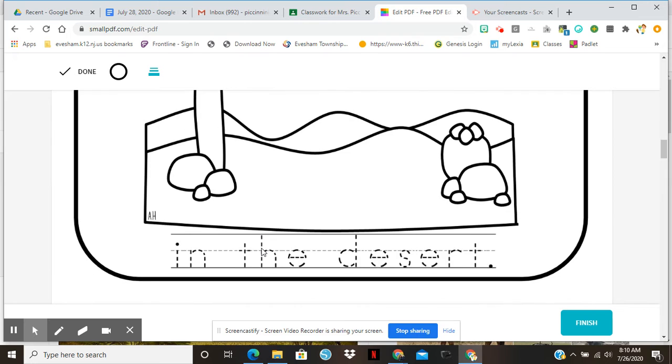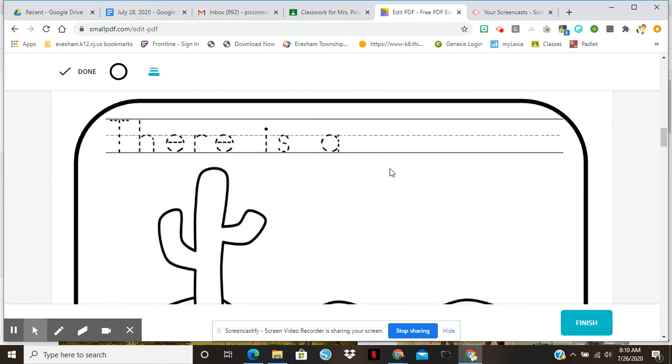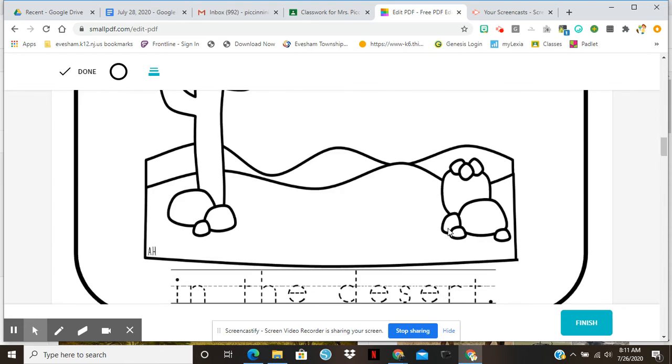There is a blank in the desert. Well, when I think about hot, dry places, I always think about lizards. So I think that there is a lizard in the desert. That's the word I'm going to use. You can use my animal or you can come up with one of your own.